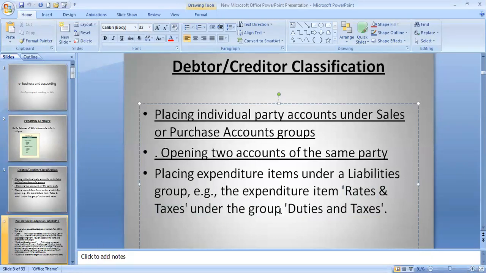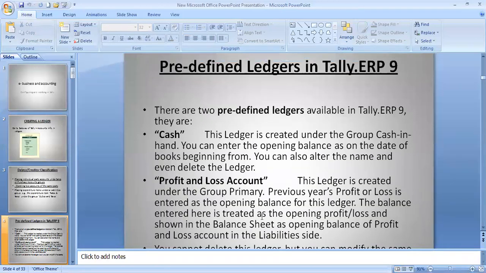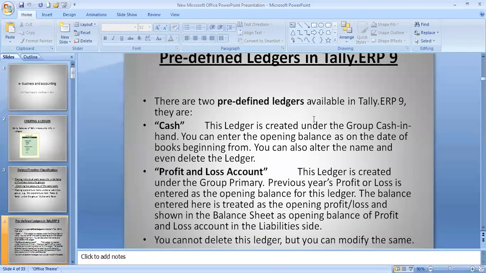And we shall see which are the predefined ledgers in Tally ERP9, especially the predefined ledger which Tally ERP9 by default selects, which is cash. Okay, there are two predefined ledgers available in Tally ERP9. So first is cash. So for what reason is this cash prepared? Obviously, cash falls under the group cash in hand.